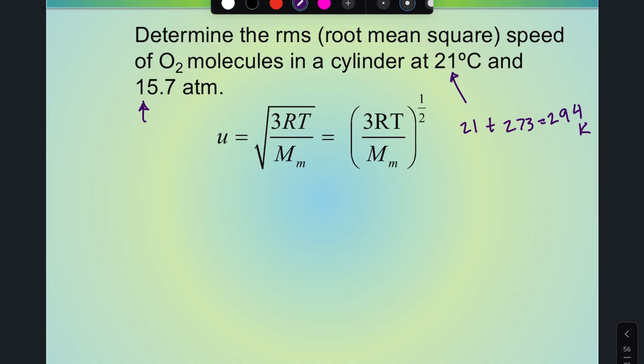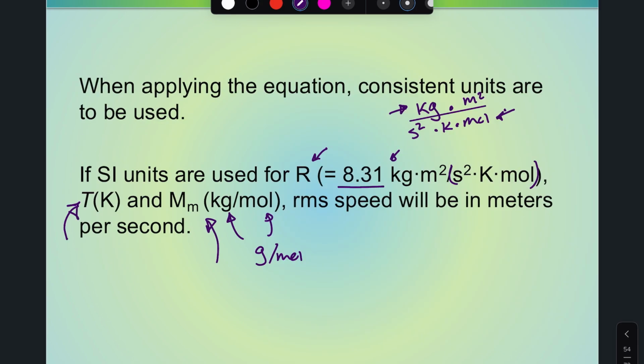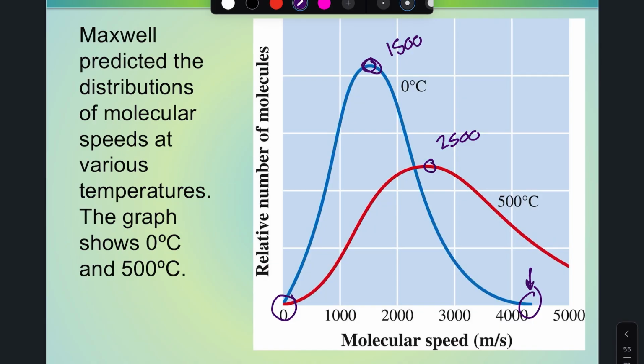And so we actually don't care about the pressure because pressure is not going to be one of the values in here. We could solve for U as well using the pressure, using one of the previously discussed equations, but we don't really care about that right now. What we do care about is this. So we can say that U equals our new R constant, which is 8.31 kilogram meters squared per second squared Kelvin mole.